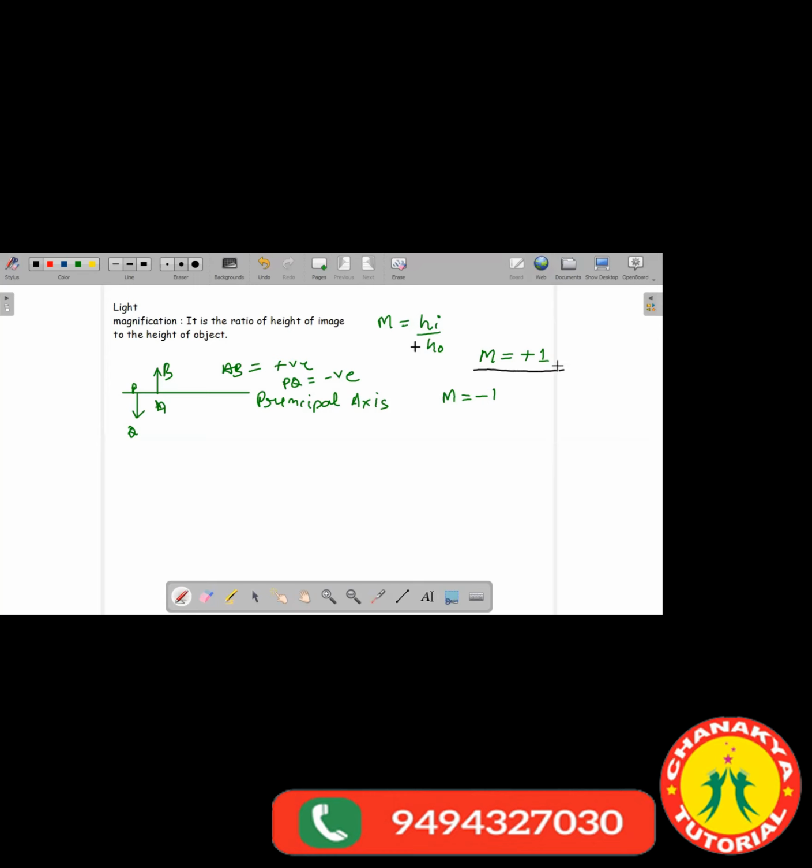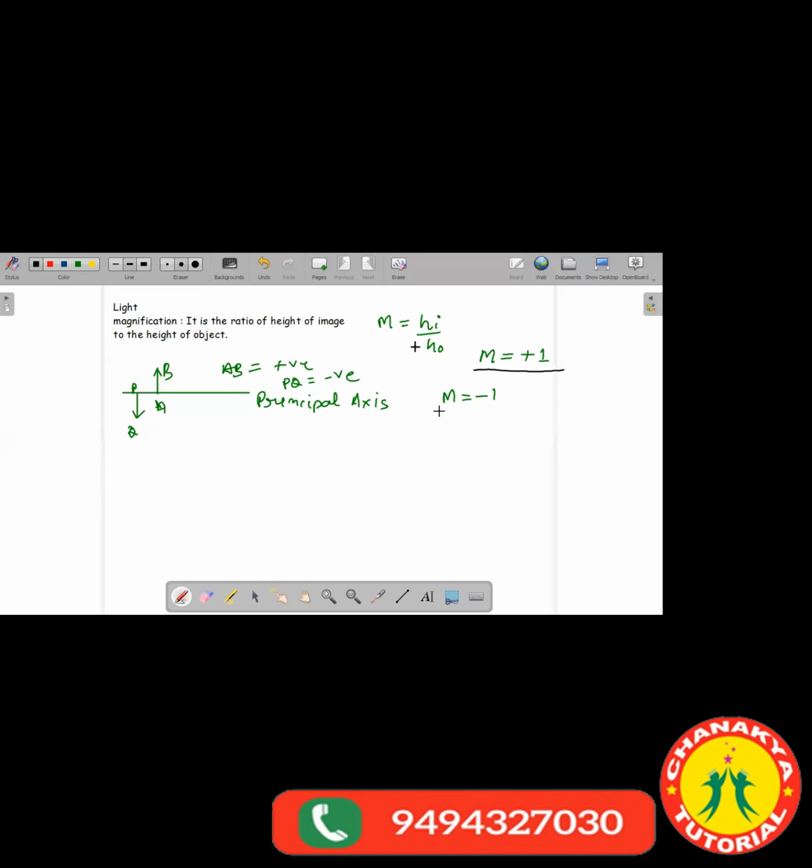So what information can you get from this? If suppose you have magnification as +1, what information does it convey to you? That the image is of same size and virtual. Correct. So which mirror can form such an image? Plane mirror. So if you spot magnification as +1, we know that we are using a plane mirror, and in the plane mirror we have a virtual erect image formed.